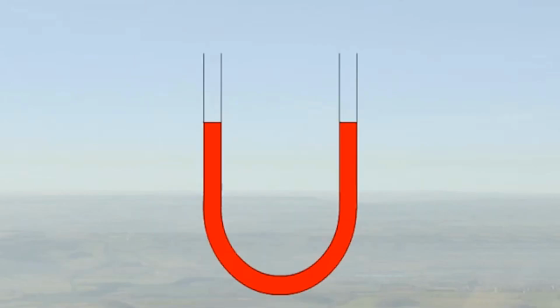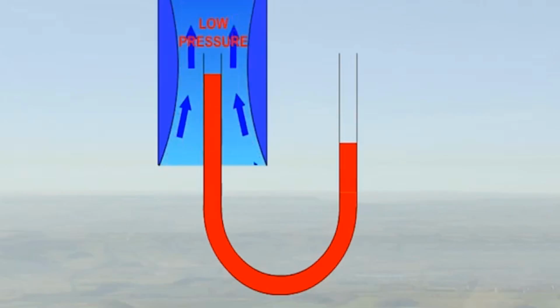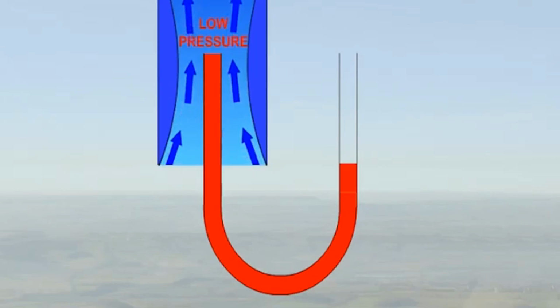The U-tube principle states that if a tube is bent into the shape of a U and then filled with liquid, the level in either leg will be the same, provided that the pressure acting on each end of the tube is the same. If a pressure difference is created across the U-tube, it will cause the liquid to flow.